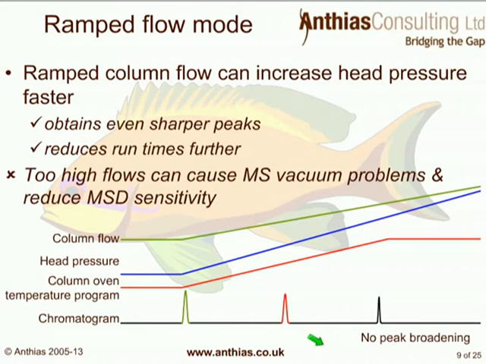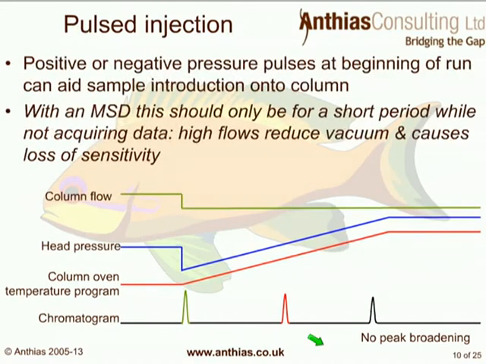But again, thinking about the vacuum of the mass spectrometer, higher flows can reduce the sensitivity, and therefore we need to make sure that if we are going to increase the flow, that we don't go above the flow rate that could reduce our vacuum and therefore reduce our sensitivity.